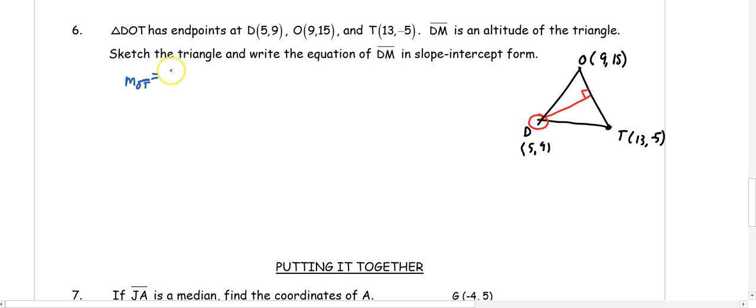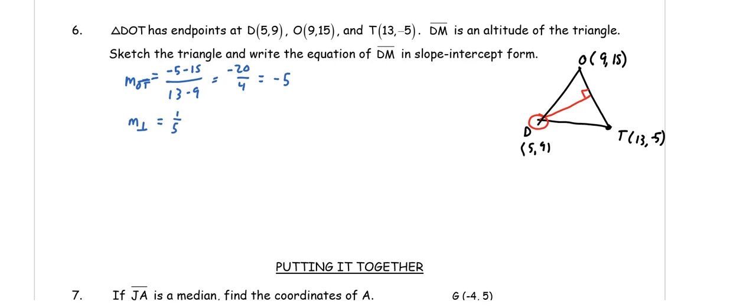and in that case it would be y2 minus y1 over x2 minus x1. So that gets us -20/4, which reduces to -5. Now I need my perpendicular slope. So the opposite, if this was negative, it becomes positive, and the reciprocal of 5 is 1/5. So I'm going to use my opposite reciprocal slope and my point D to write the equation of the line. So I have y minus 9 equals 1/5 x minus 5.